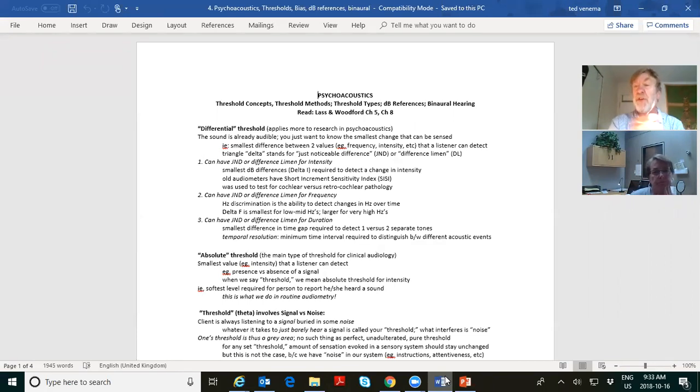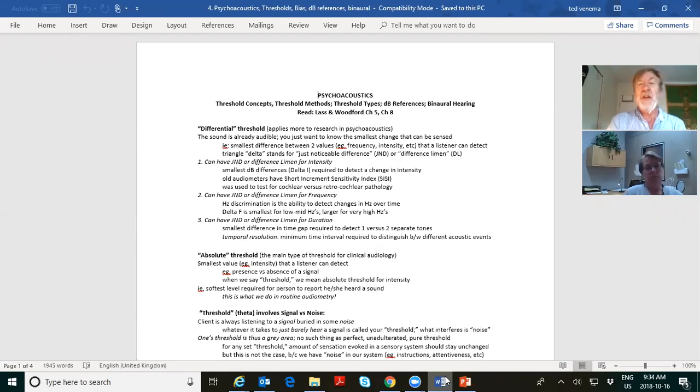So let's say you heard a 1,000 hertz tone at 40 dB. Beep. If I turned it to 41, would you hear a difference? Or would I have to turn it up to about 45 for you to hear that there was a difference in intensity? Or let's play it at 40 or 50, and let's keep the tone at 1,000 hertz. And now let me make it 1,001 hertz. Were you able to hear that there was a change? What's the smallest difference required for you to notice a difference?